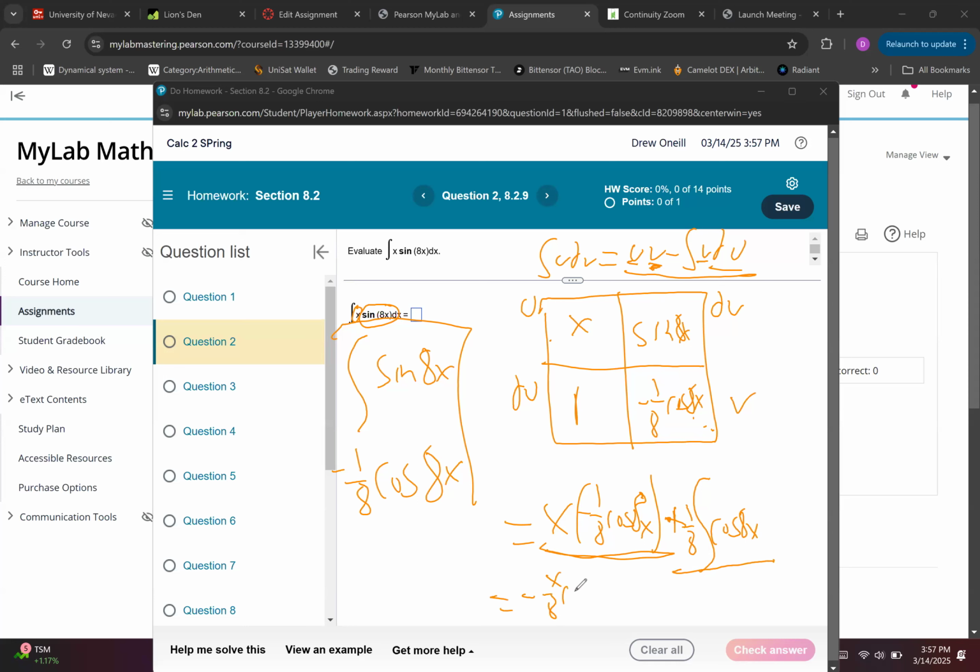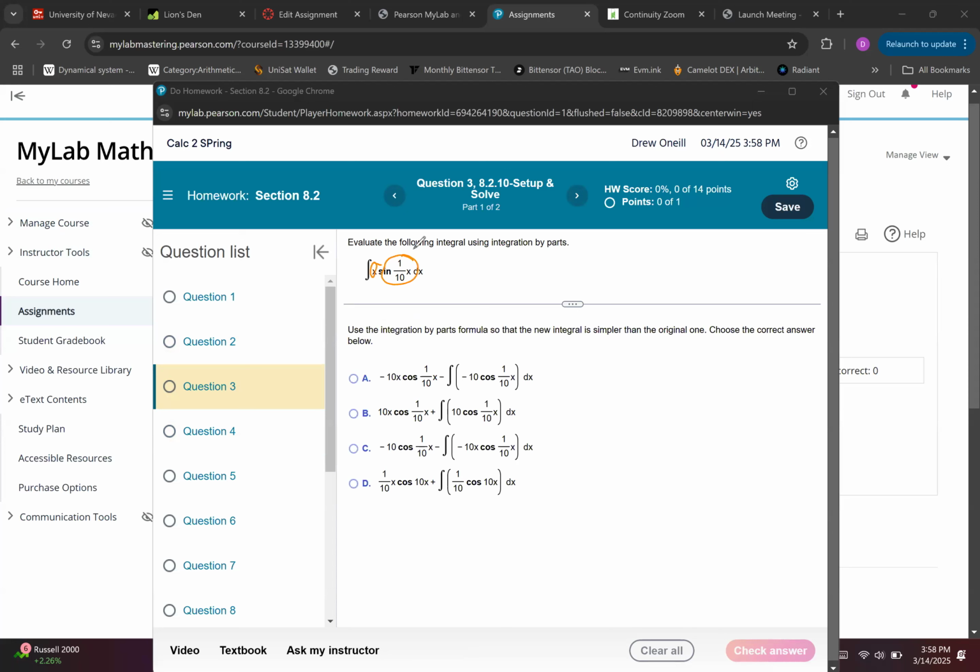Question 3. So this is a great problem. This is why I love Pearson, because it's not just making you write and write and write. Typically a Calc 2 class is just tons and tons of steps, and you're going to get sick of them. Okay. So I'll let you guys work on this, but let's just say, since this is x, since this is sine, this is the better candidate for u, this is the better candidate for dv. Okay. So there we go.